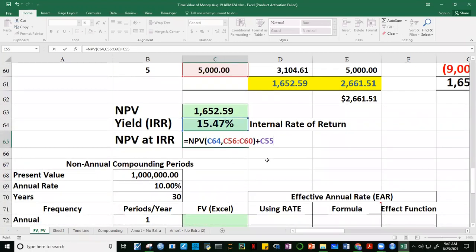So this will be your NPV, and then we're using IRR as our rate of return. And what do you get, guys? Okay, chat nga kung ano nakukuha nyo.